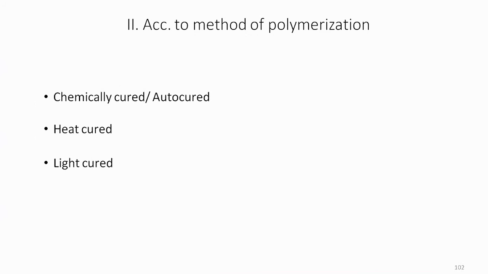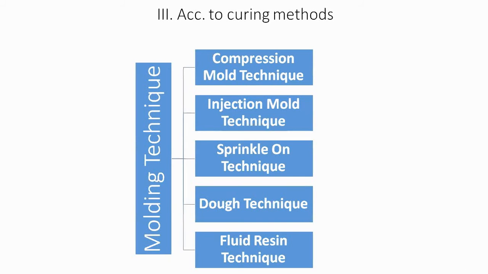So we'll go serially. Another way of classifying is according to the method of polymerization. A simple classification would be chemically cured or auto cured, where another chemical acts as an activator, heat cured, or light cured. Another way of classifying is according to the curing method; curing means starting of polymerization. According to the molding technique, it can be compression mold technique, injection mold technique, sprinkle-on technique, DAW technique, or fluid resin technique, which we'll be discussing in detail later.